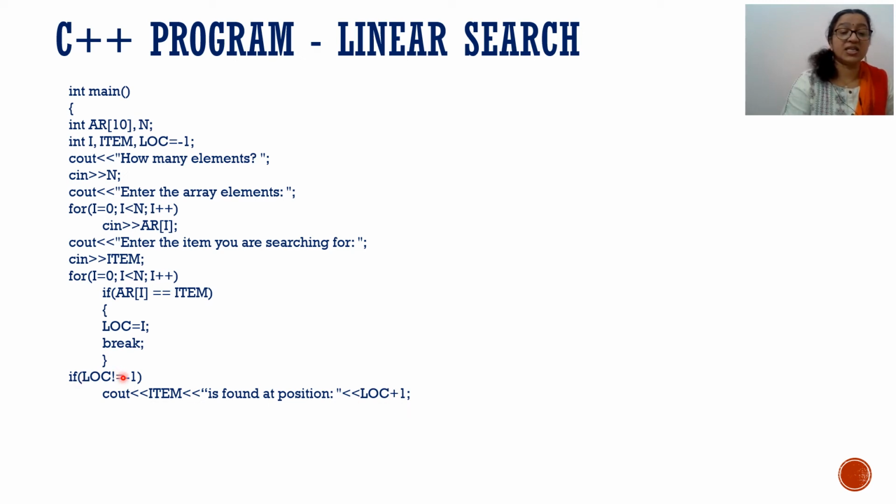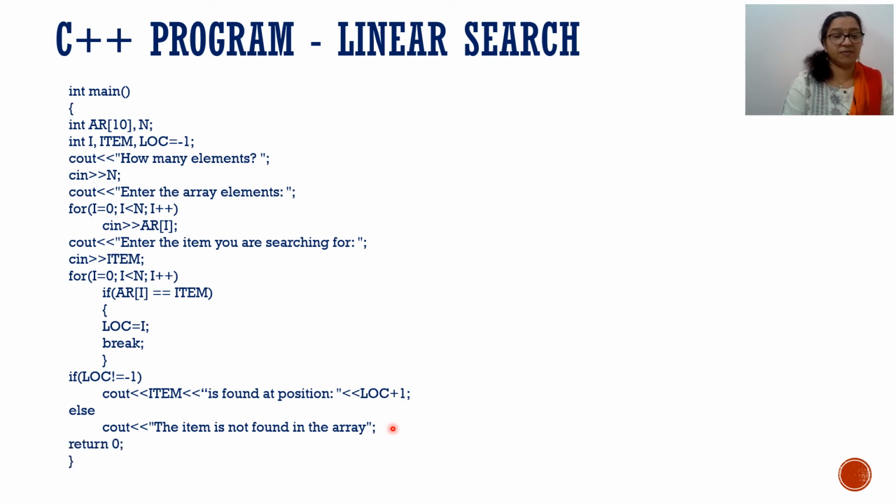But if location is equal to minus 1, then what to do? So else. See, if it is else, print: the item is not found in the array. If the location is equal to minus 1, it means the item is not found. So we want to print that message also. So the item is not found in the array. Now the program is complete. This is called linear search.